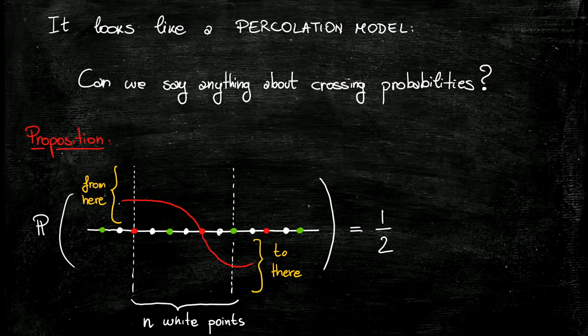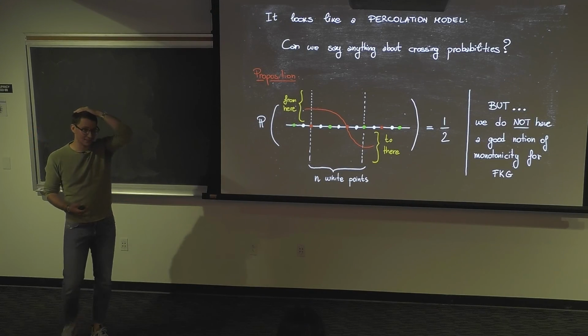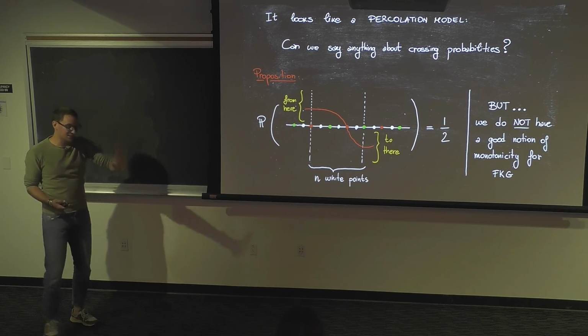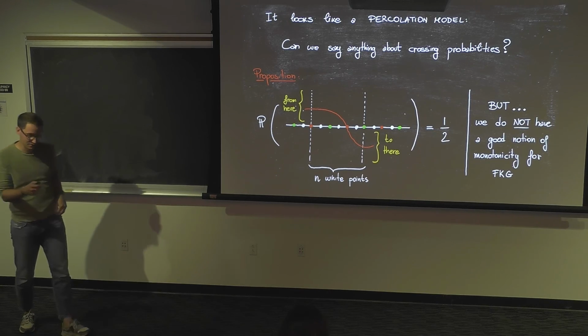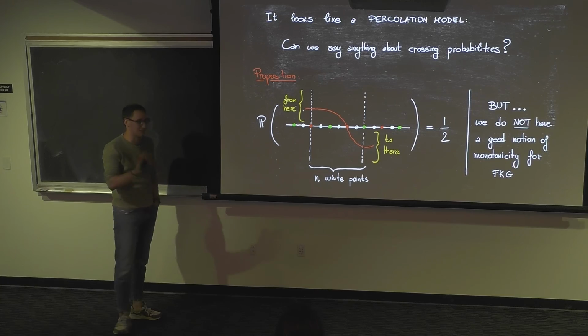OK, so far it looks very promising. And then you cry. Because you can prove that these crossing events do not have FKG. And actually, I conjecture that they are anti-correlated. And I don't want to discuss why; if you want to know why, I can discuss later. It's related to the fact that this box is random, actually.